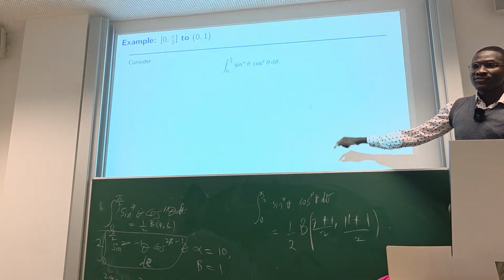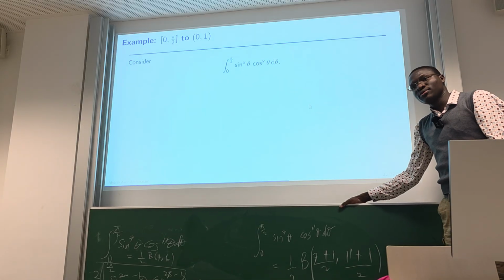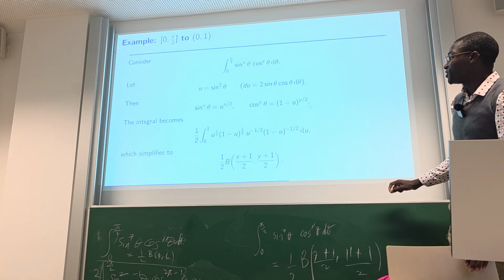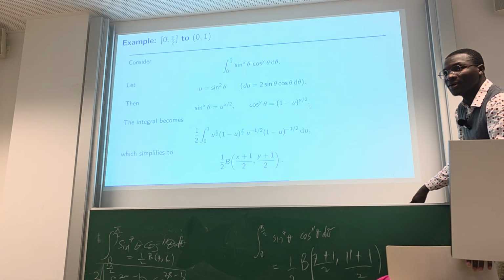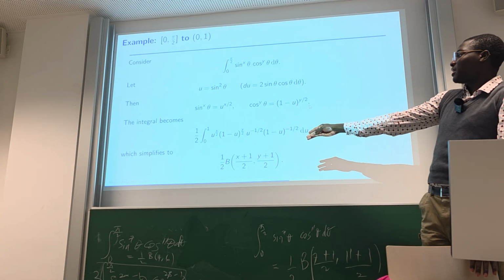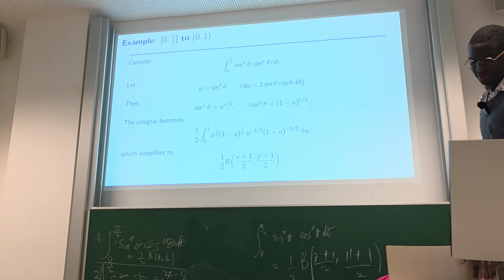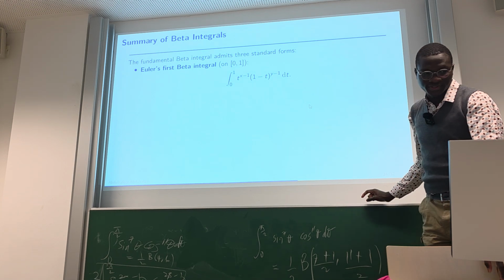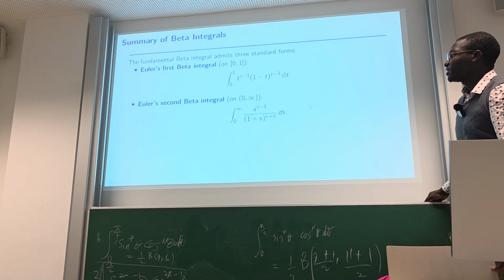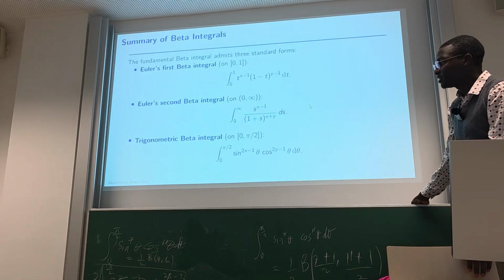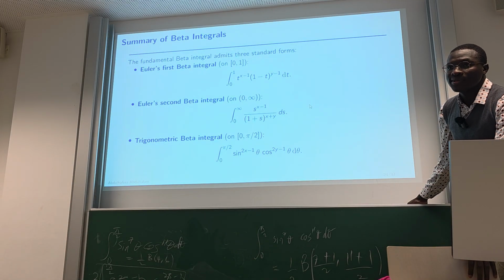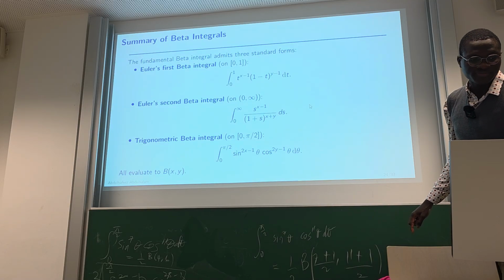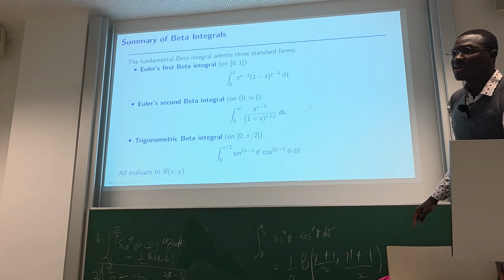Now this would be half B of (x plus 1 over 2), (y plus 1 over 2). So when you make that substitution, you just get this. Okay? Half B of (x plus 1 over 2), (y plus 1 over 2). Okay, summary. This is Euler's first beta integral. This is Euler's second beta integral. And this is the trigonometric beta integral. These are the 3 forms of the beta integral. All evaluate to B(x, y).